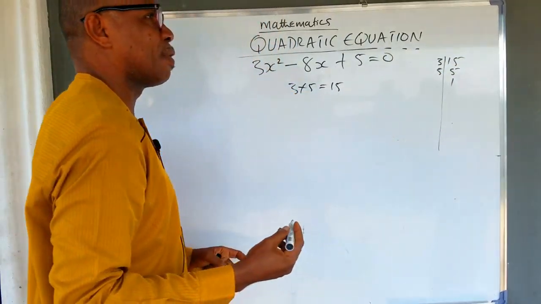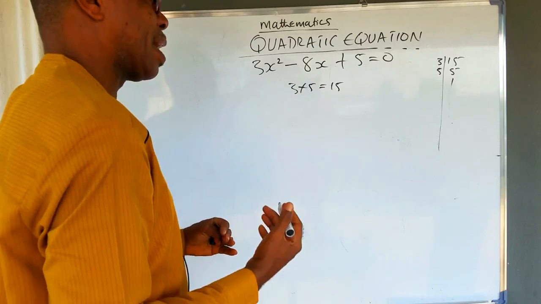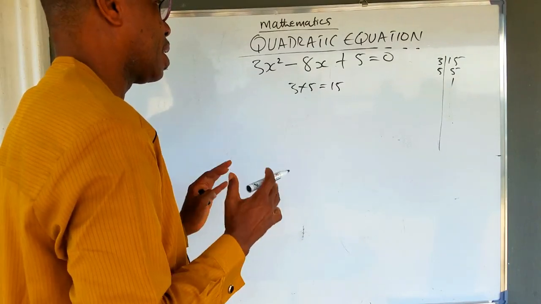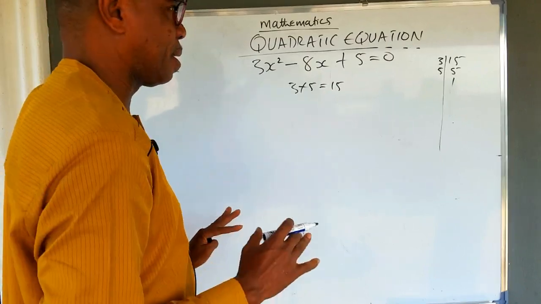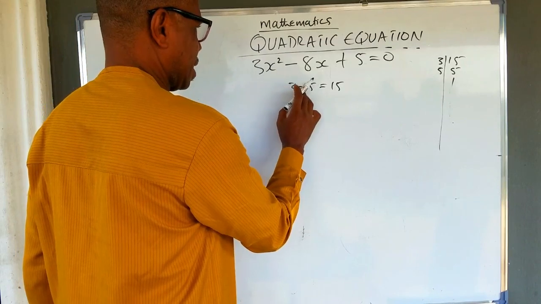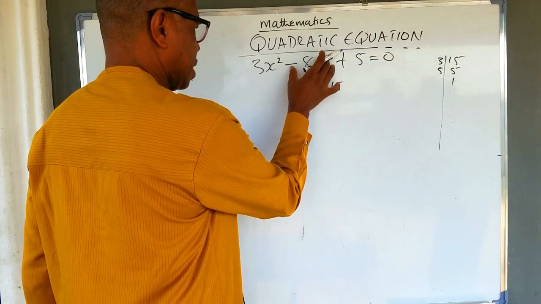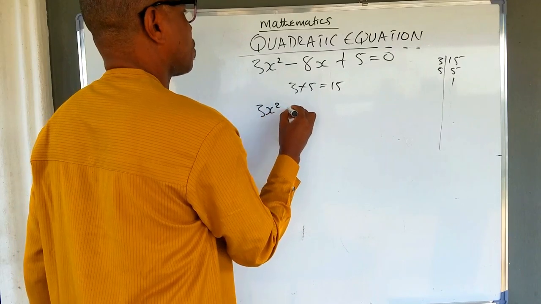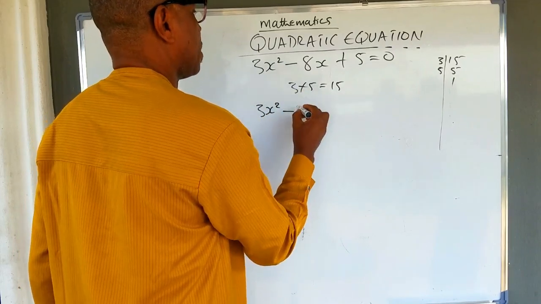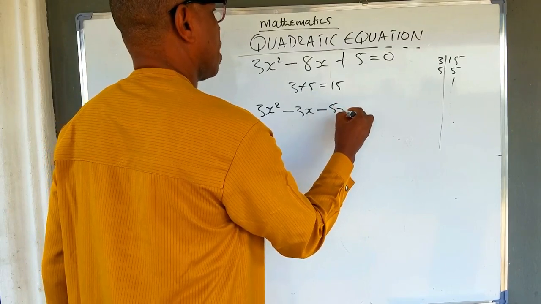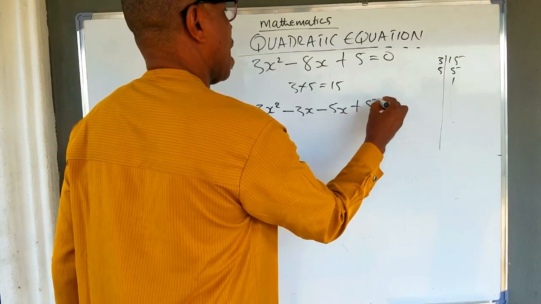Remember, I'm doing this for freshers or those who are still at the elementary level of understanding this kind of equation. This platform is for everybody. So 3 times 5 is 15. And so that means that 3 and 5 can be used to replace 8x. So in this case now, I will now have 3x squared minus 3x minus 5x plus 5 equal to 0.